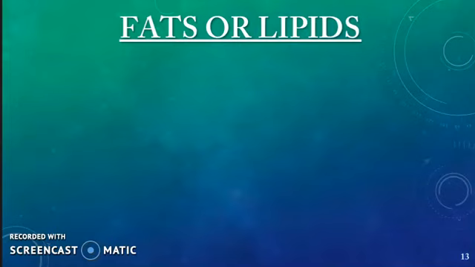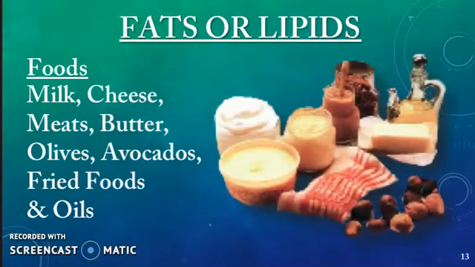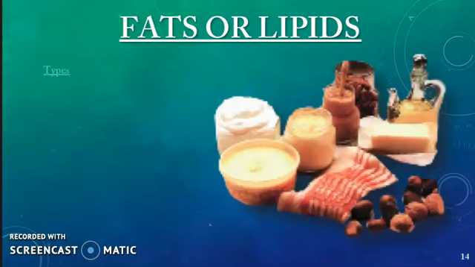They threw in a whole bunch more carbs. And again, my theory is that the extra carbs in our diet are what's making everybody so overweight these days. But fats in general, some of them are bad, and we'll talk about that in a second. But fats in general are not that bad for us. They come in the form of milk and cheese and meats and butter and olives, avocados, fried foods, and oils. Again, everything in moderation.